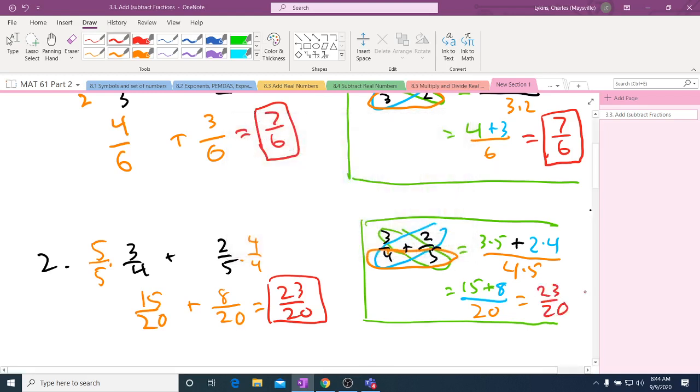Now watch out, because depending on what kind of homework or test or the problem, this is what we've learned about. This is an improper fraction. It may want you to put it in a mixed number as well.